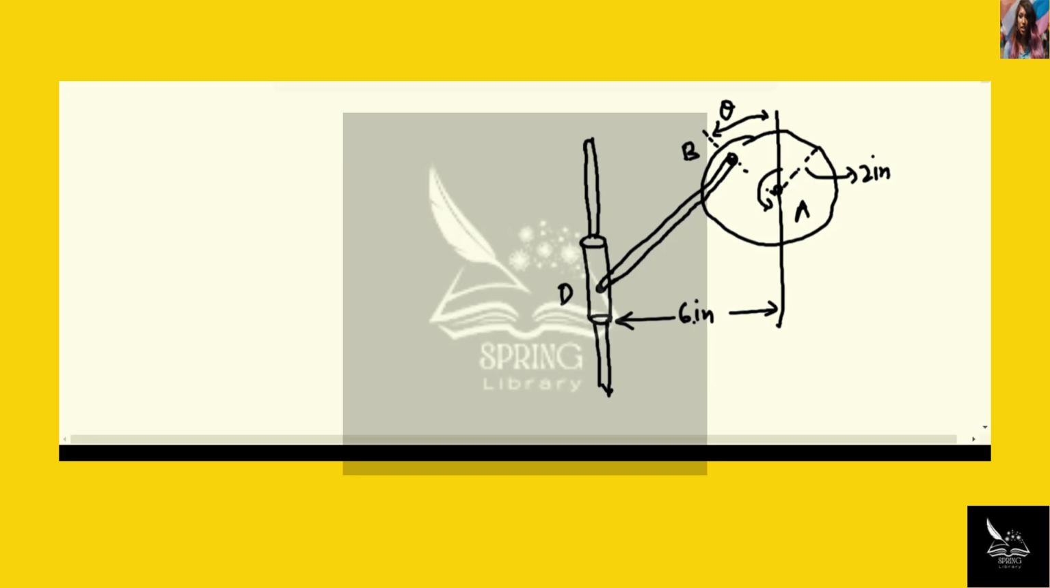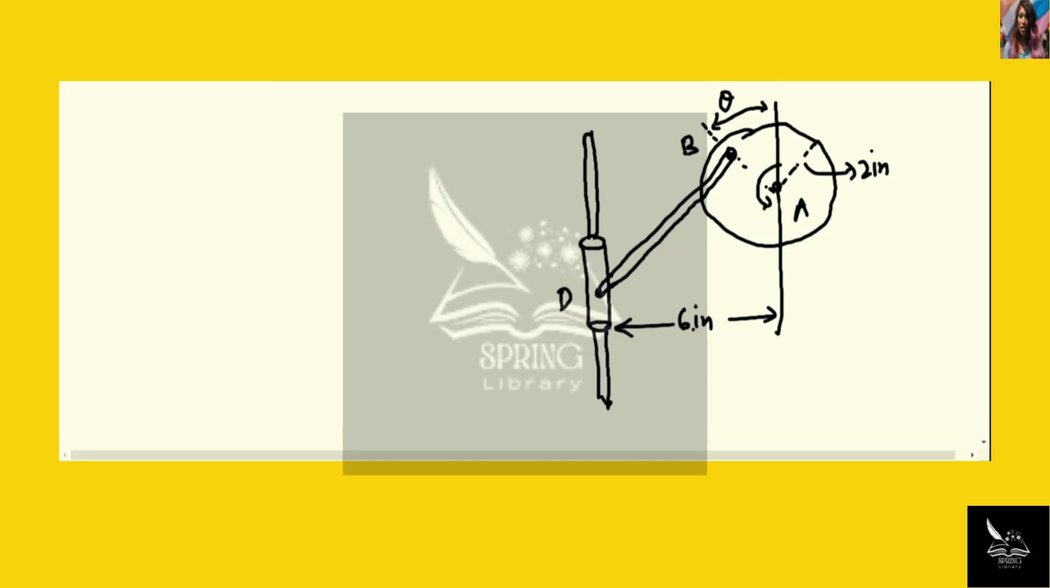Hello friends, here it is given. The disk shown in the figure has an angular velocity of 500 rpm in the counterclockwise direction. This could be written in radians as 52.36 radian per second in the counterclockwise direction.